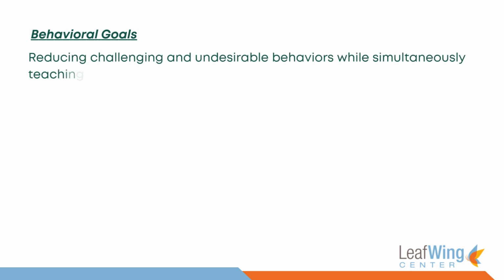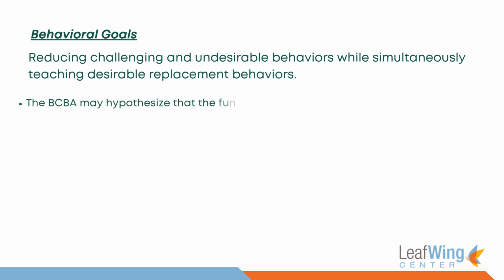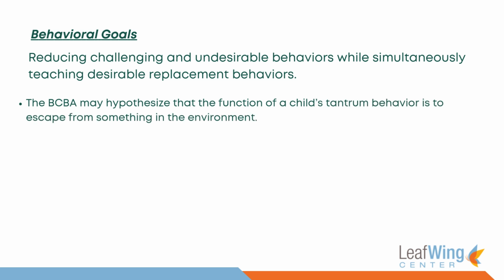Behavioral goals typically include reducing challenging and undesirable behaviors while simultaneously teaching desirable replacement behaviors. Identification of the function or purpose of the challenging behavior is an imperative first step in this process. An effective assessment will identify the function or functions of the identified challenging behaviors. For example, after observation and data analysis, the BCBA may hypothesize that the function of a child's tantrum behavior is to escape from something in the environment.